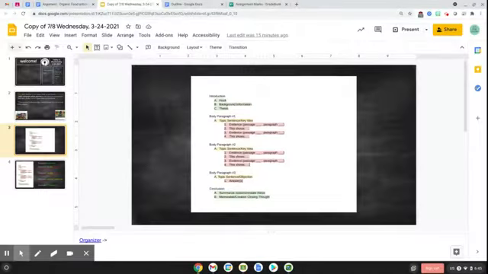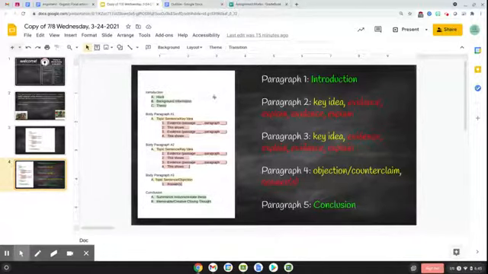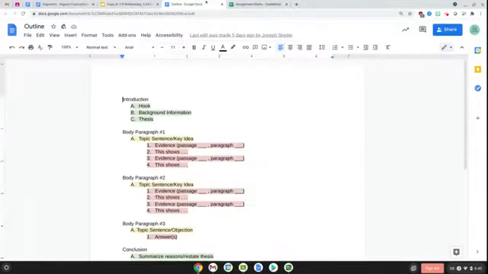And then your conclusion is going to be the same as before, where you kind of restate your thesis and then wrap it up with some kind of closing thought. Okay? All right. Let's dive into this. Okay? So, hello, slideshow. That's not working correctly for me. Okay, so again, it's the same structure, but this time we're going to look at it in an outline.